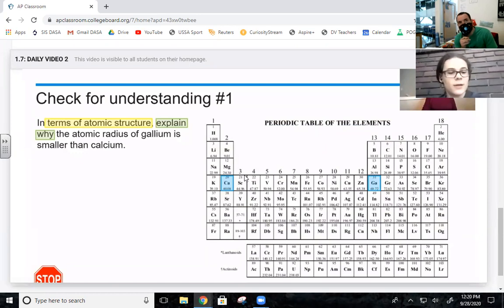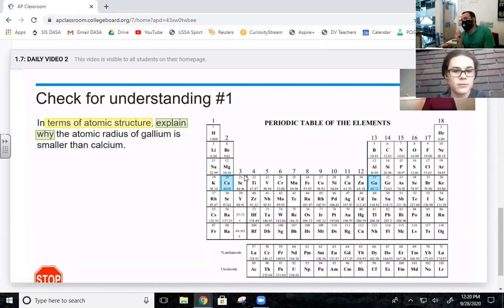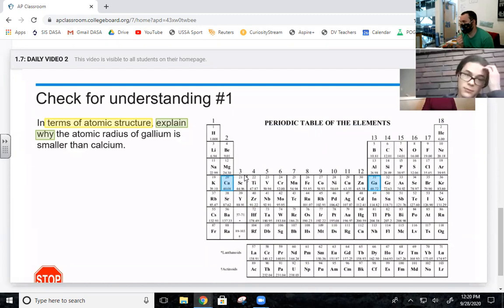Okay, good. In terms of atomic structure, explain why the atomic radius of gallium is smaller than calcium. So the question is not, tell me the trend, right? Don't say, oh, gallium has a smaller atomic radius than calcium because it's more to the right on the periodic table. No. You want to explain it based on the atomic structure. So Quinn, how would you explain it?